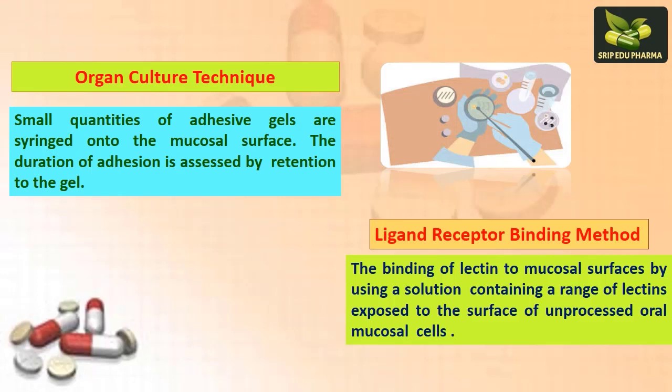The next method is the ligand receptor binding method. In this method, lectin receptors present on the oral mucosal surface are determined, which can be utilized to assess lectin mucoadhesive property. The binding of lectin to the mucosal surface is done by using a solution containing a range of lectins exposed to the surface of unprocessed oral mucosal cells. Through this, the quantification of the mucin and polymer can be achieved.